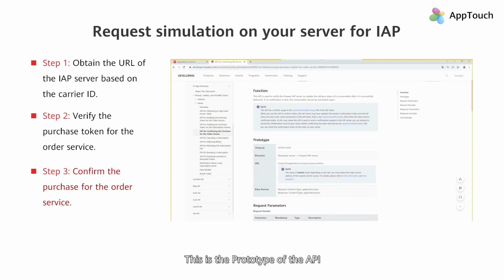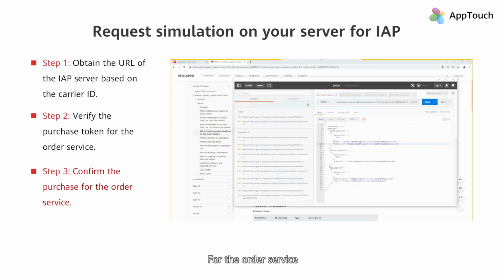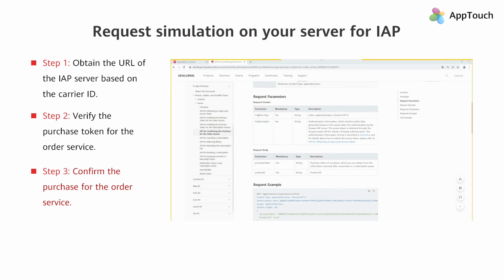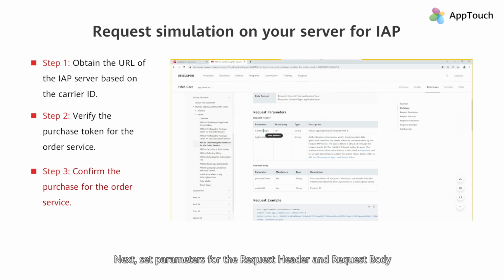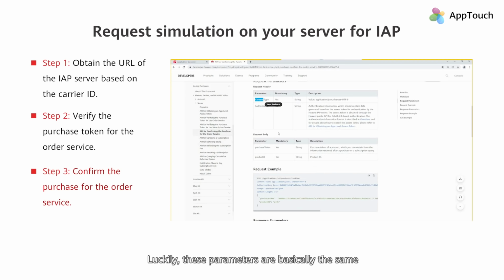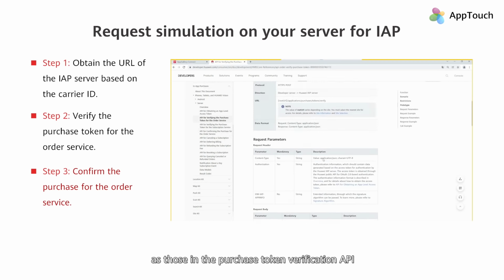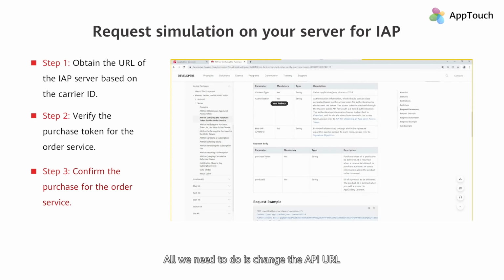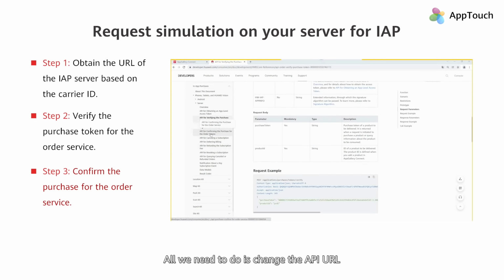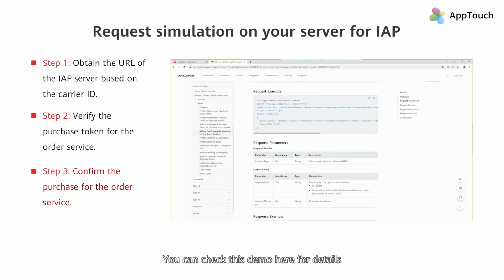This is the prototype of the API. First, we need to set the value of root URL. For the order service, use the value of the order field obtained from the OpenRS server. Next, set parameters for the request header and request body. Luckily, these parameters are basically the same as those in the Purchase Token Verification API. All we need to do is change the API URL. You can check this demo here for details.